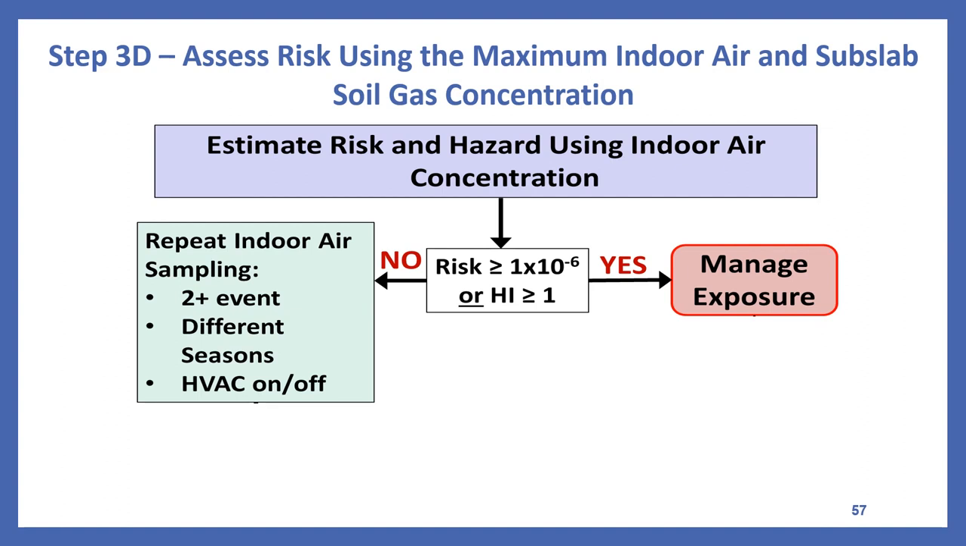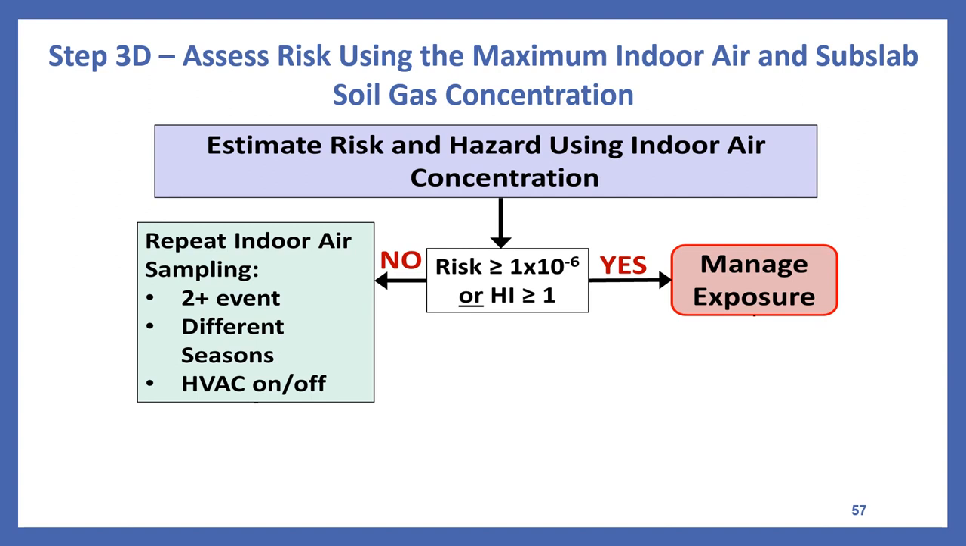Now, if vapor intrusion is determined in the first round of sampling, the maximum measured indoor air concentration should be used for estimating risk and hazard. Now, if risk is calculated to be greater than the point of departure, that 1 times 10 to the minus 6, or the hazard index is greater than 1, you want to manage the exposure.